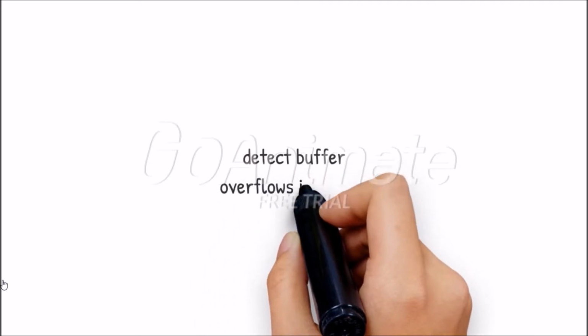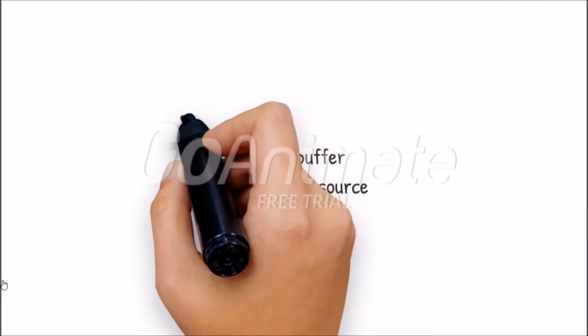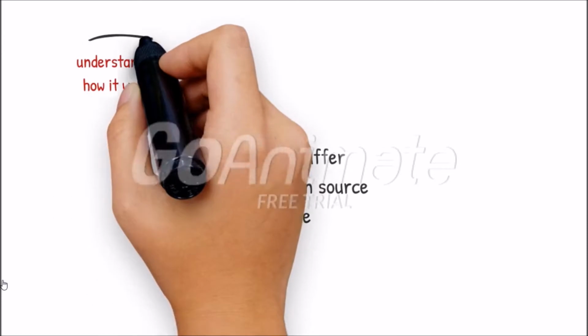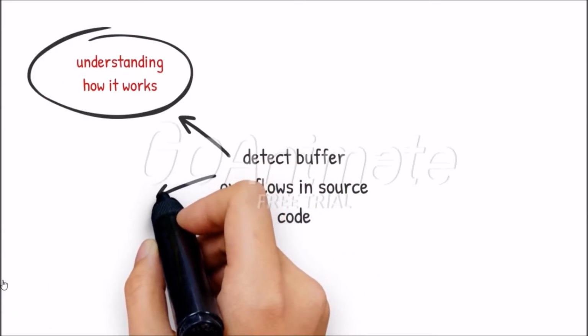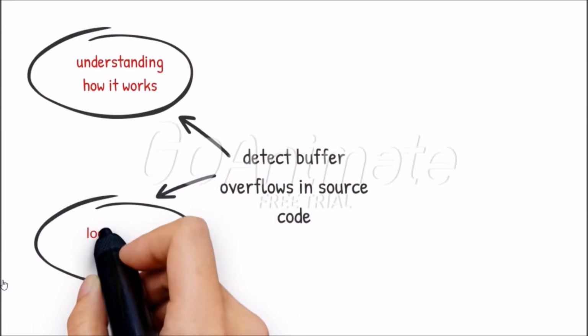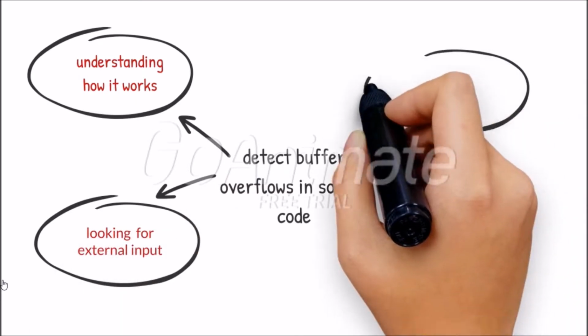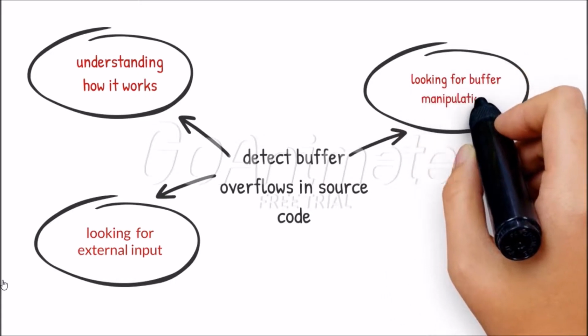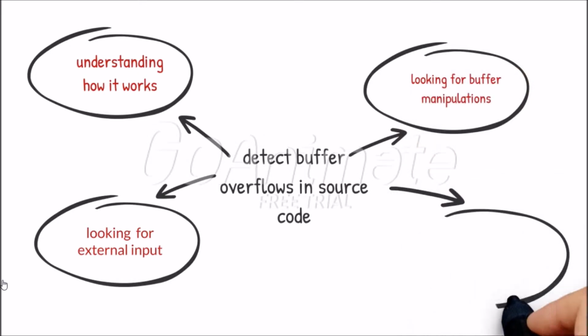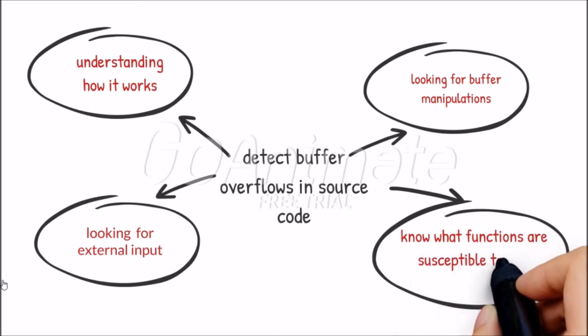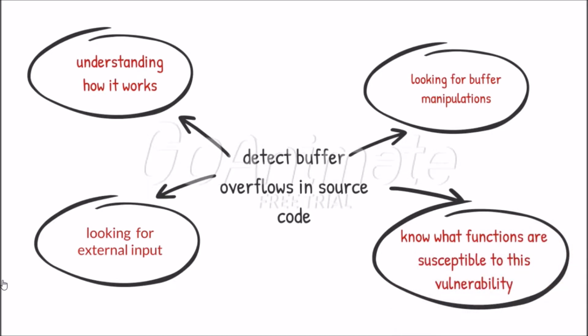So, the first step to detect buffer overflows in the source code is understanding how they work, and the second step is knowing to look for external input and buffer manipulations. The third step is to know what functions are susceptible to this vulnerability and can act as red flags for its presence, like gets, strcpy, strcat, and printf. Anywhere one of these functions is used, there is likely a buffer overflow vulnerability.